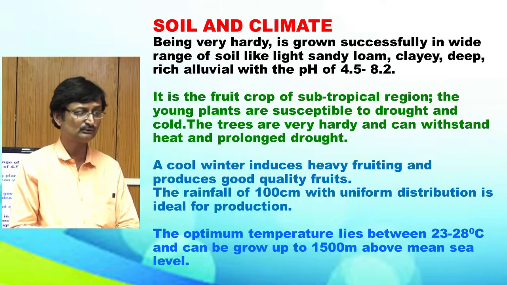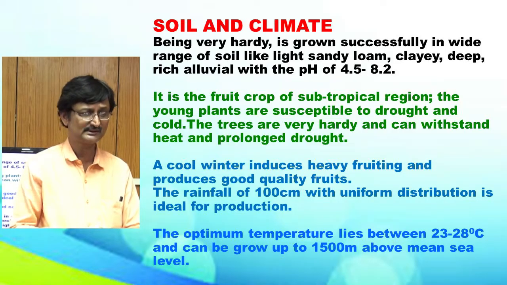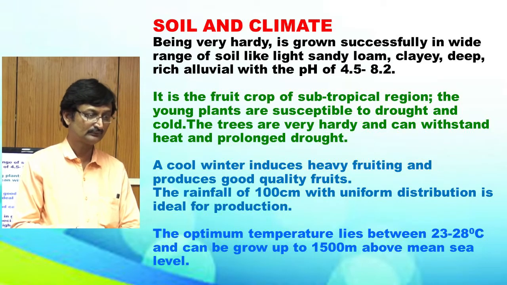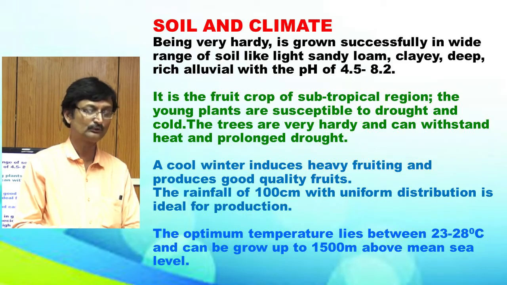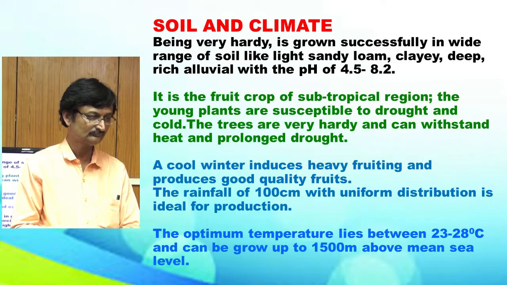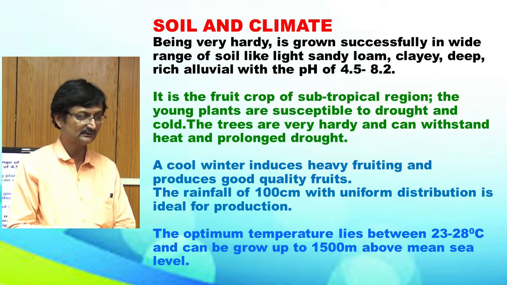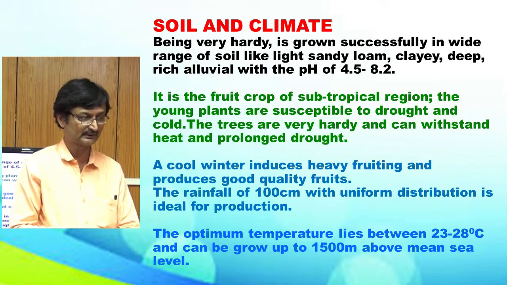Now, soil and climate. Being very hardy, it is grown successfully in a wide range of soils like light sandy loam, clay, and deep rich alluvial, with a broad pH range of 4.5 to 8.2. It is a fruit crop of the subtropical region. The young plants are susceptible to drought and cold. The trees are very hardy and can withstand heat and prolonged drought. A cool winter induces heavy fruiting and produces good quality fruits. Rainfall of 100 cm with uniform distribution is ideal for its production.